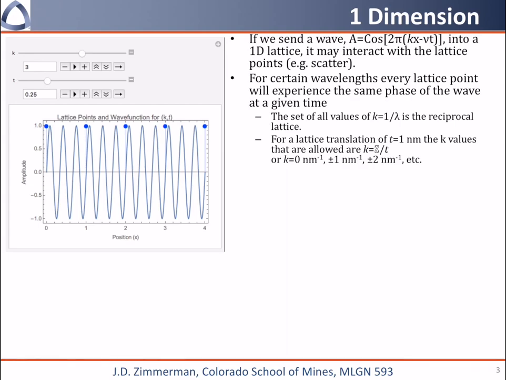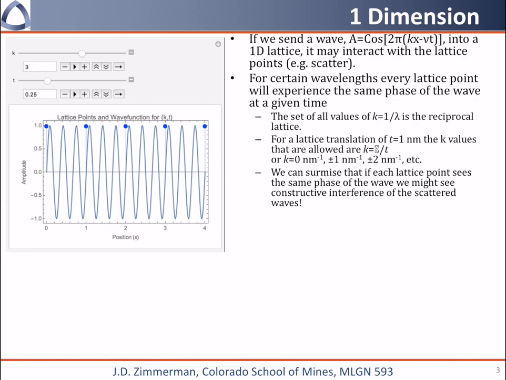So for a lattice translation vector of 1 nanometer, the k values, or the wave number values that are allowed, are going to be integer values divided by the translation vector of the lattice. So we could have a k of 0 inverse nanometers, plus or minus 1 inverse nanometers, plus or minus 2 inverse nanometers, etc. So we can guess that if each of these lattice points is seeing the same phase of the wave and they're each scattering some part of the wave, this is the sort of situation where you might get constructive interference of the waves, and this can be really important.